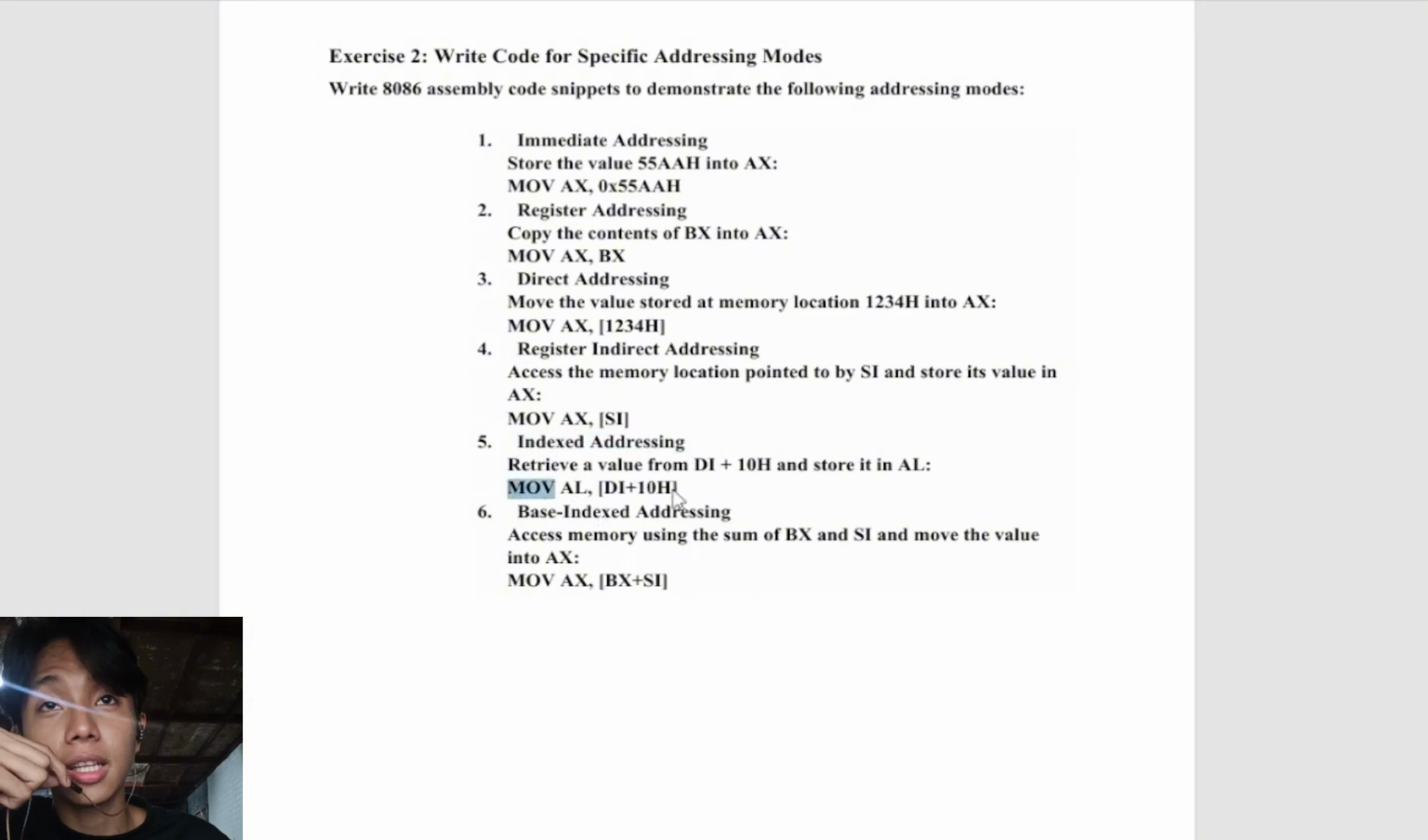MOV AL, [DI + 10H]. Here, the CPU calculates the memory address by adding 10H to DI. That's simple. Number 6 is base index addressing: MOV AX, [BX + SI]. Here, the CPU adds BX and SI together to find the memory location. That's why it has the plus sign inside the bracket. That's my answer to exercise number 2.